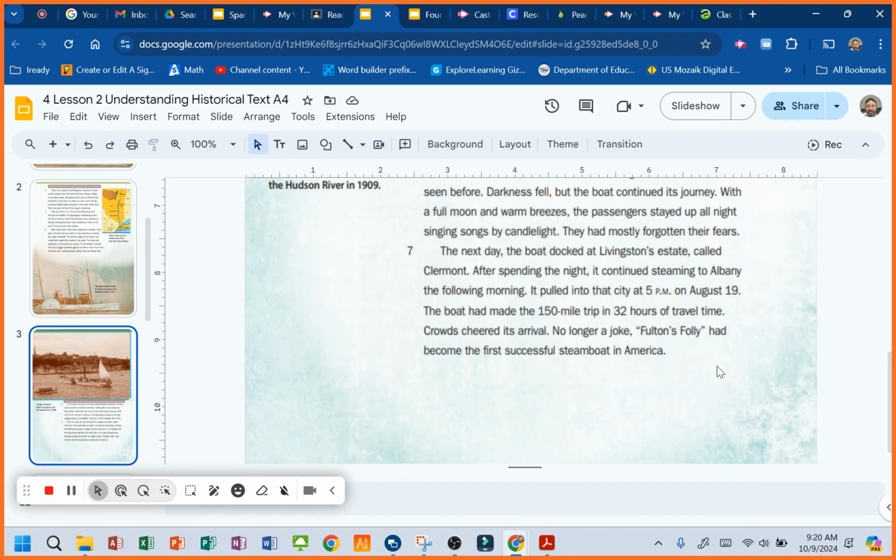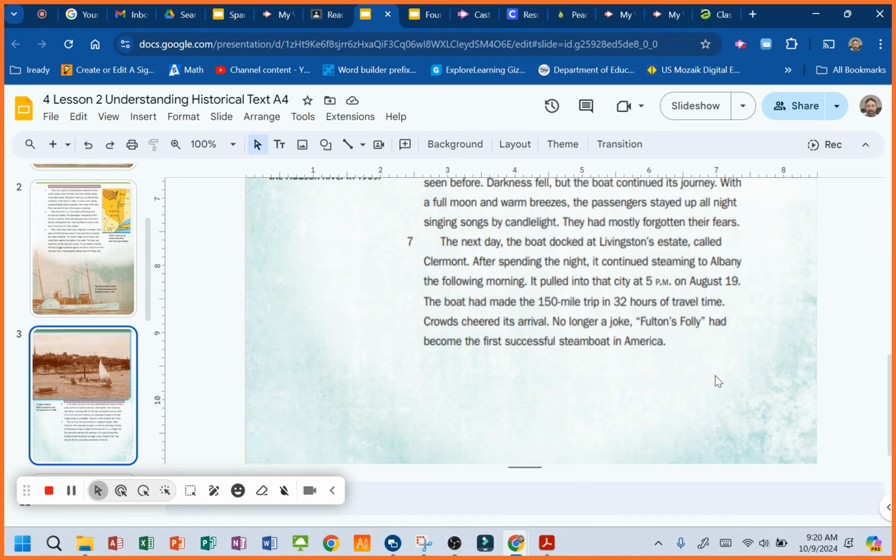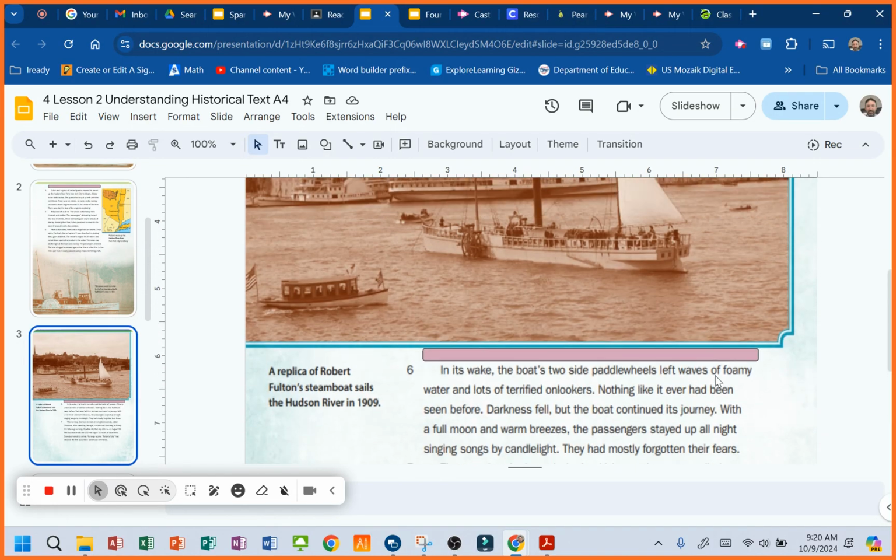The following morning, it pulled into that city at 5 p.m. on August 19th. The boat had made the 150-mile trip in 32 hours of travel time. Crowds cheered its arrival. No longer a joke, Fulton's Folly had become the first successful steamboat in America.